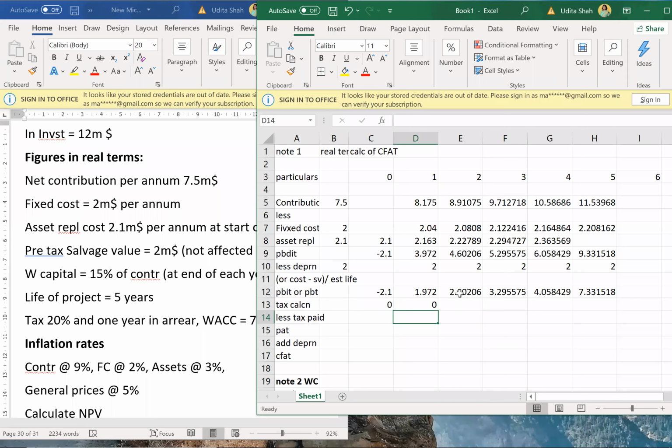Now from this, how much is remaining? So this minus, how much loss is remaining with us now? I'll just put it in bracket. 2.1 minus 1.972, correct? And the whole thing into what is the tax rate? Tax rate is 20%. So into 0.2.